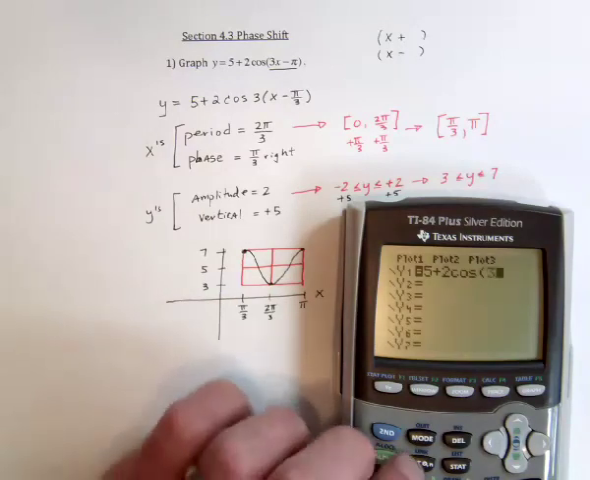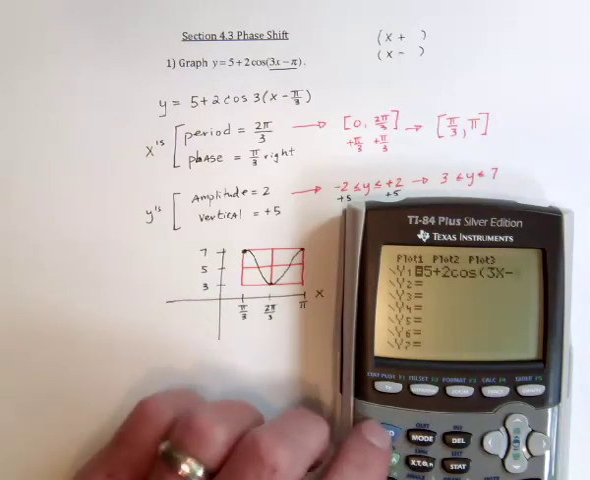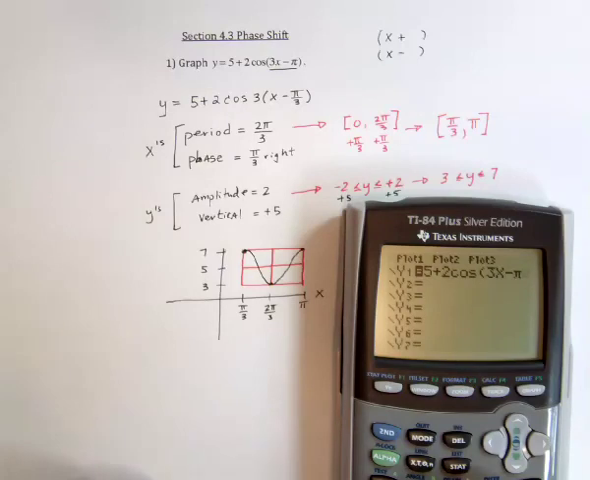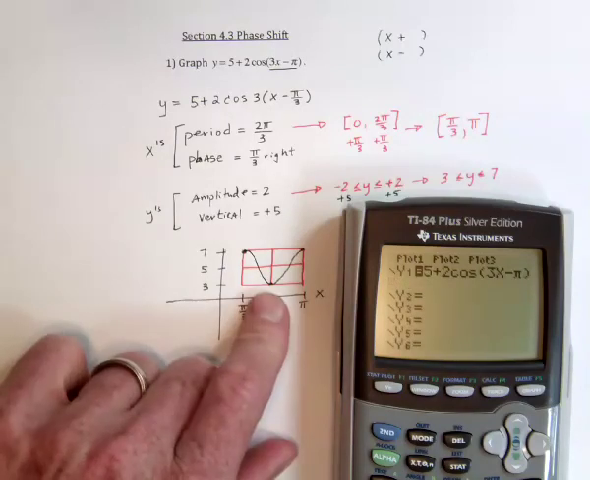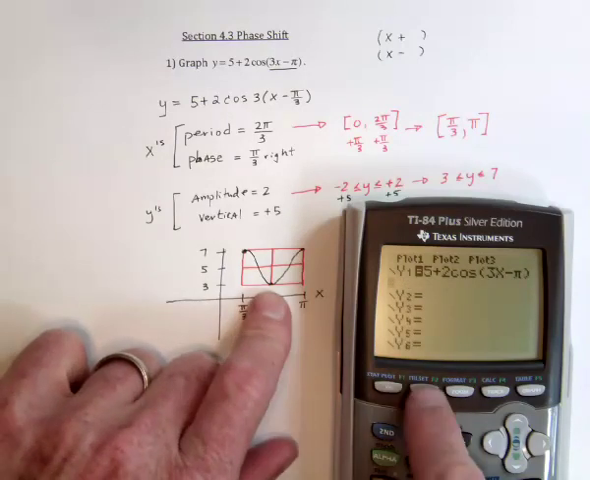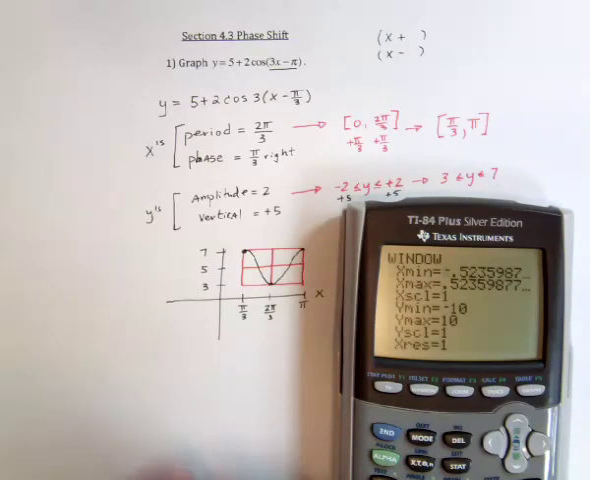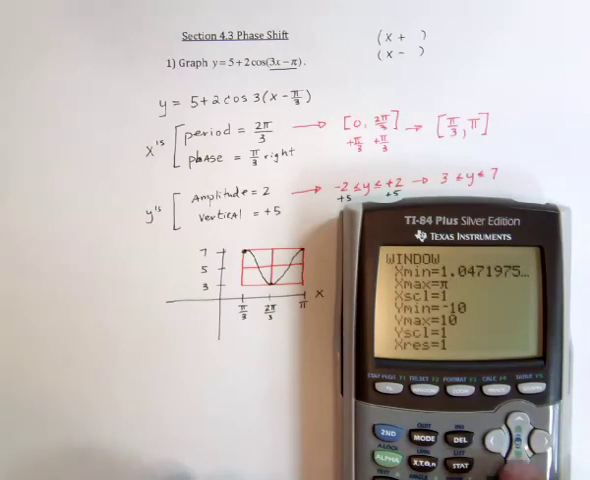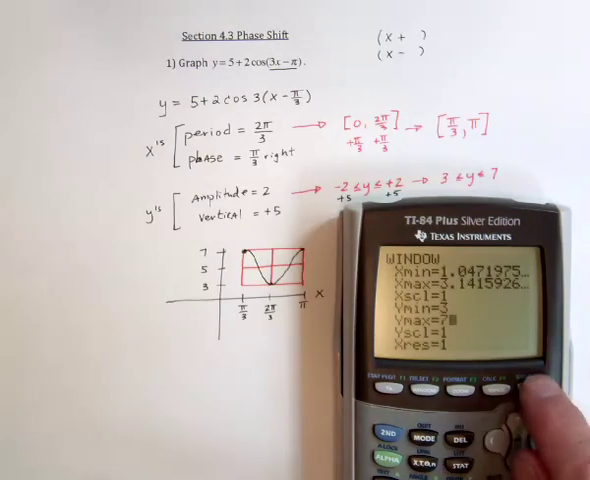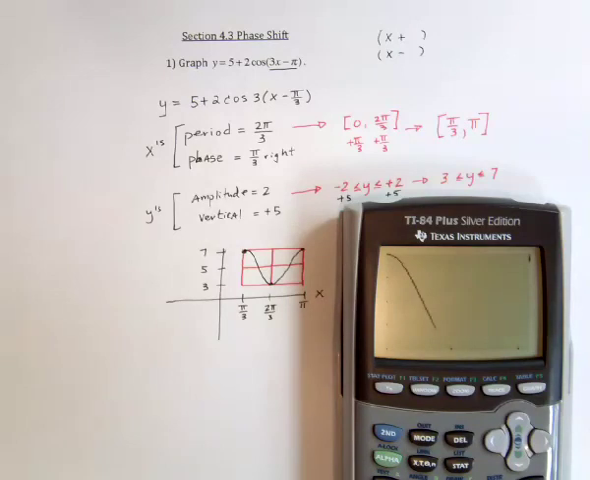So 3x minus pi. And then change the window to be the same as this red box right here. So x goes from pi divided by 3 to pi, and the y values from 3 to 7. And we should see one cycle of cosine.